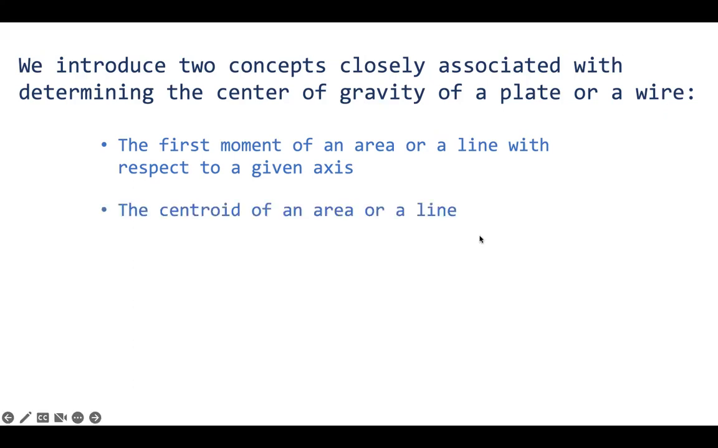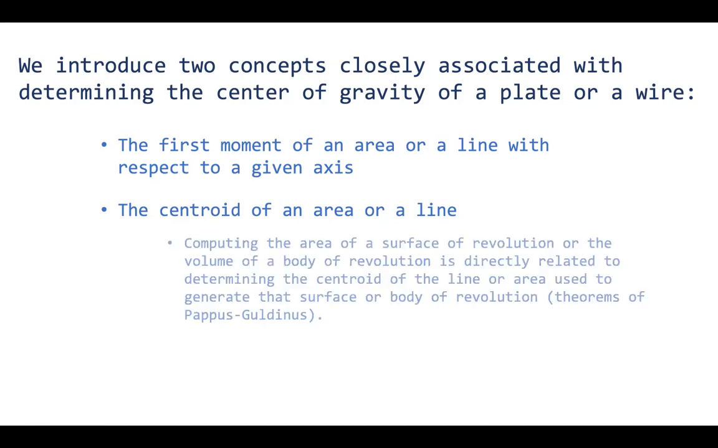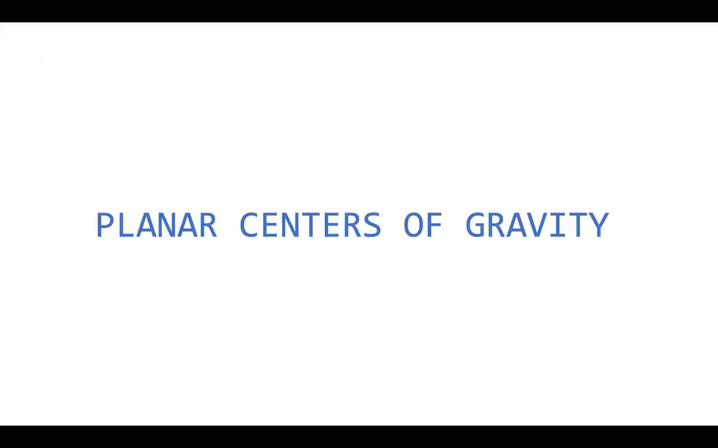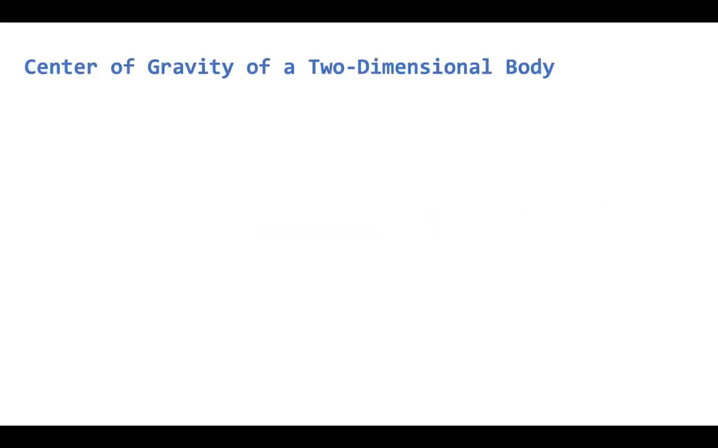We also want to know the centroid of an area or a line and what a centroid means. So computing the area of a surface of revolution or the volume of a body of revolution is directly related to determining the centroid of the line or area used to generate that surface or body of revolution, according to the theorems of Pappus-Guldinus. Some planar centers of gravity. This is the first part. We're going to be talking about planar centers of gravity, and then we will move on to talking about centroids.